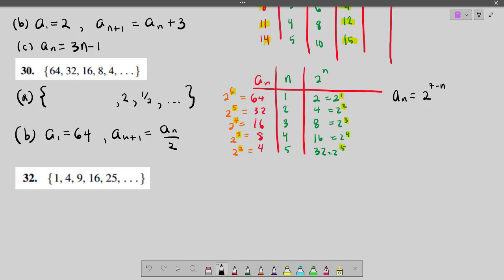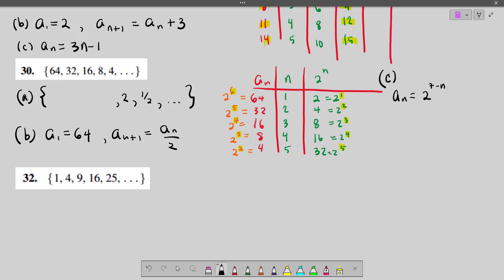So if they add up to 7, if we subtract 1 from 7, we'll get a 6. If we subtract 2 from 7, we'll get a 5. If we subtract 3 from 7, we'll get a 4, etc. So that is going to give it to us. That will be our explicit formula. So this will be the functional representation.